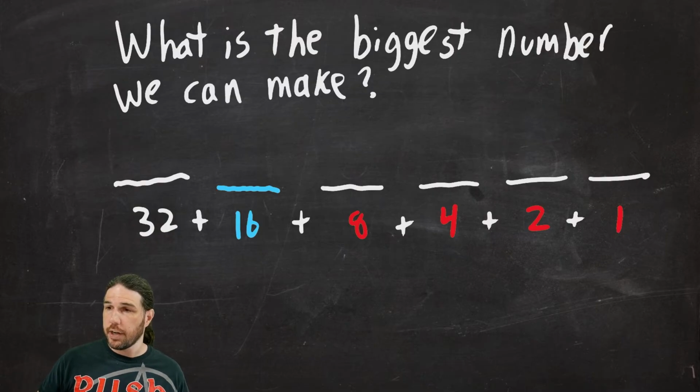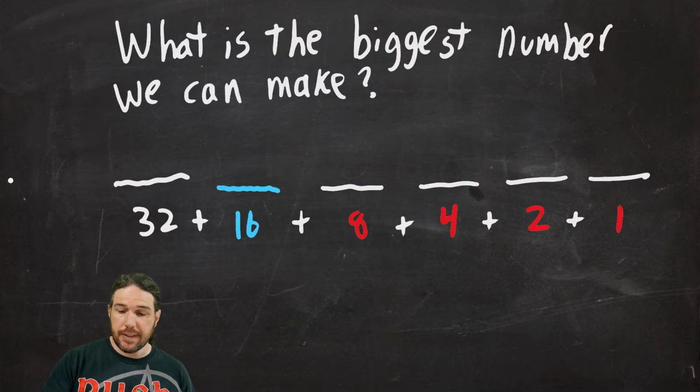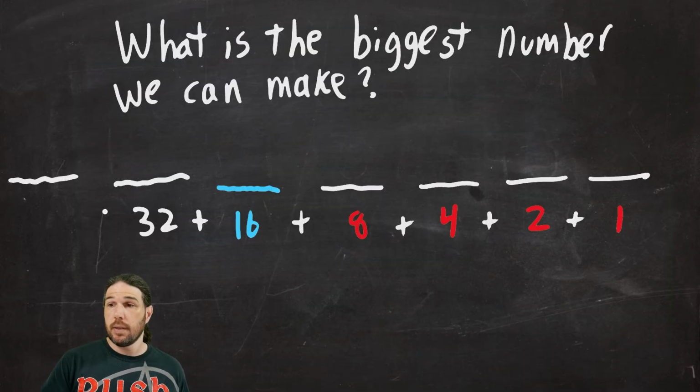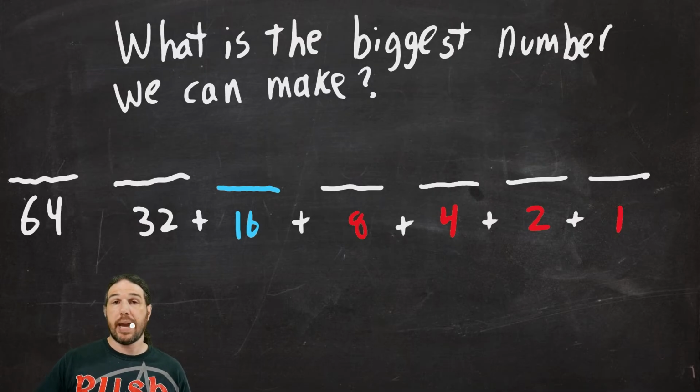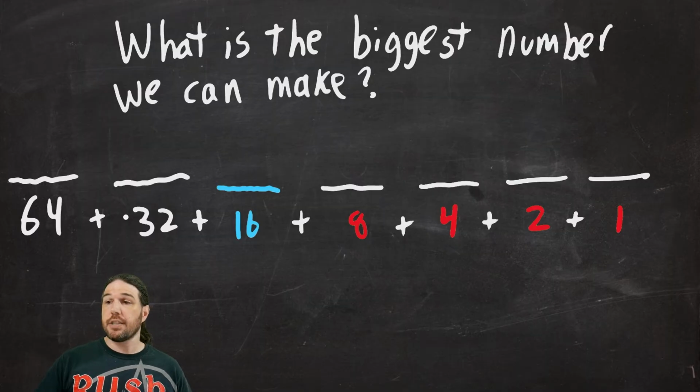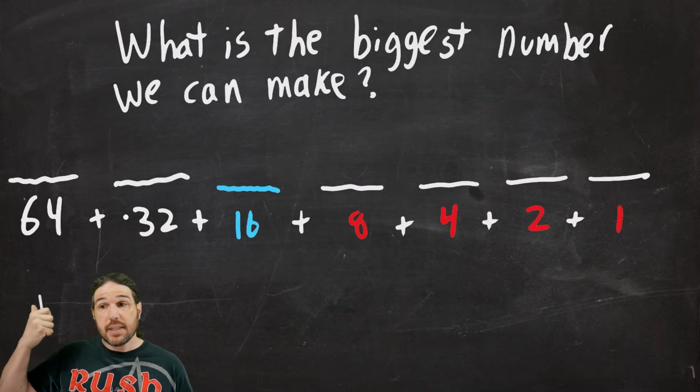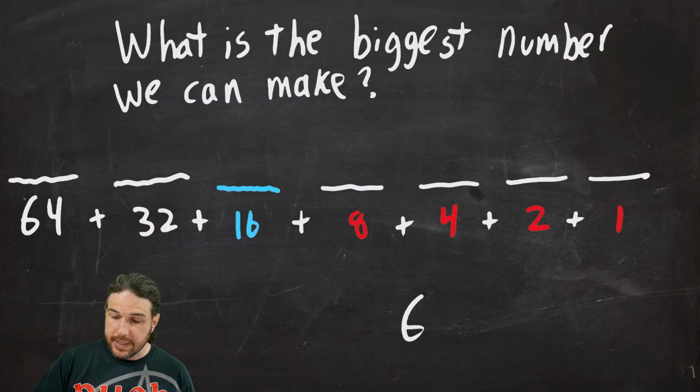Okay, I think that's long enough of a pause. We know that the next place value over, well, we double every time, so it's going to be 64. That place value is going to be 64, which means that the biggest number we can make without it is 63.